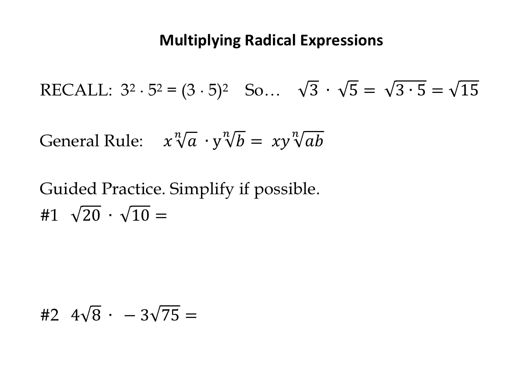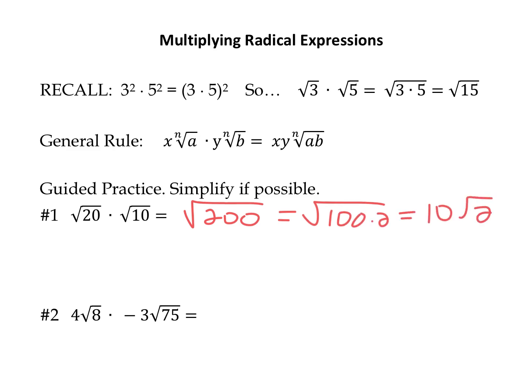So in number 1, we have the square root of 20 times the square root of 10. You could simplify first and then multiply, or multiply then simplify. I'm going to multiply this first, and then we'll see it both ways actually. So I would turn this into the square root of 200. And then the square root of 200, I'd want to simplify. That's 100 times 2. So that'd be 10 square root of 2.